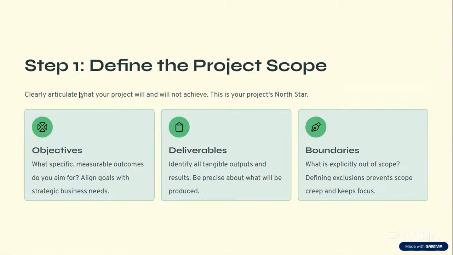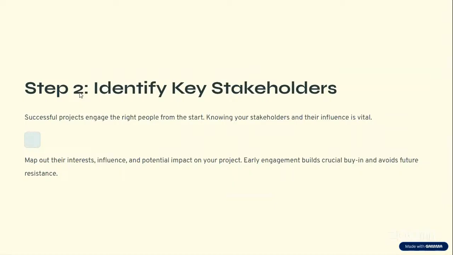Defining exclusions prevents scope creep and helps your team be more focused on what they are meant to achieve. The next step is to identify your key stakeholders. Successful projects engage the right people from the start. You have to know who your stakeholders are from the very start of your project and start engaging them from the start. You map out their interests, their influence, and their potential impact on your project, so as to know how to prioritize them. And then early engagement builds crucial buy-in and avoids future resistance.